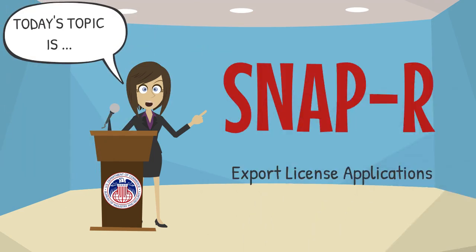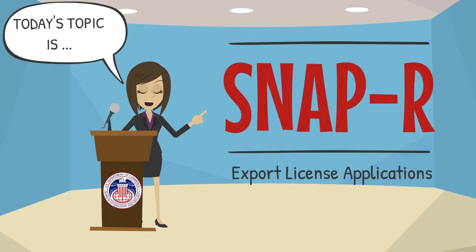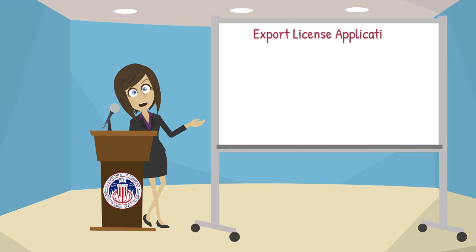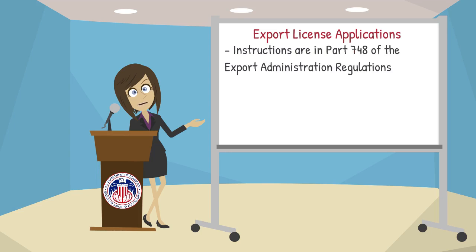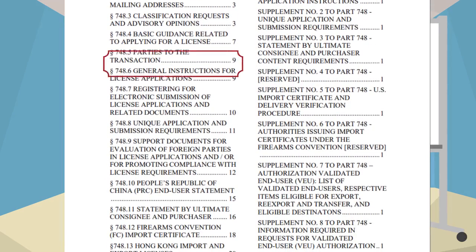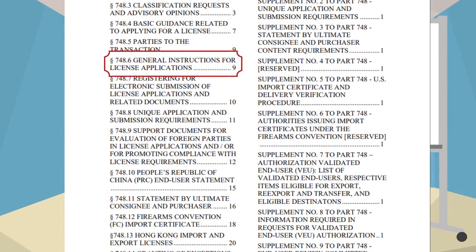Today's topic is SnapR, how to submit export license applications. Before we jump into SnapR, here are a few tips on license applications. The instructions on how to fill out a license application are in Part 748 of the EAR. For example, 748.6 provides general instructions for license applications.